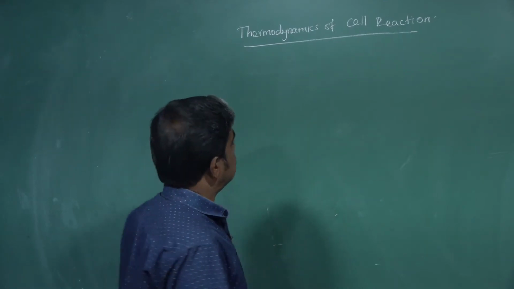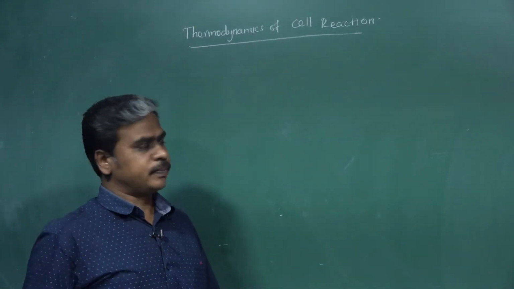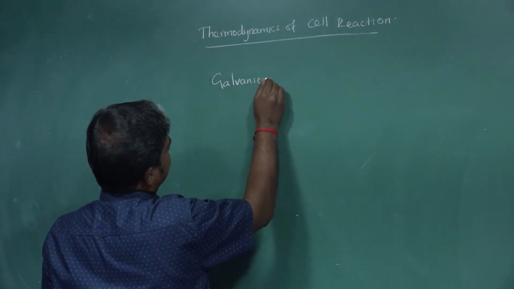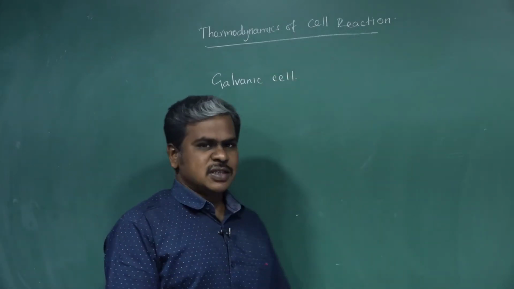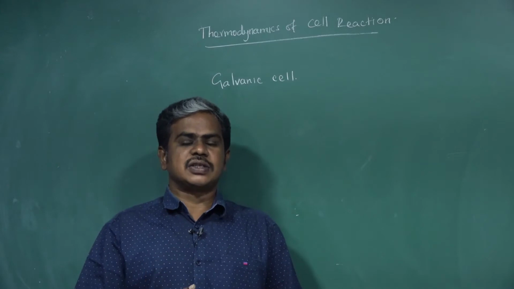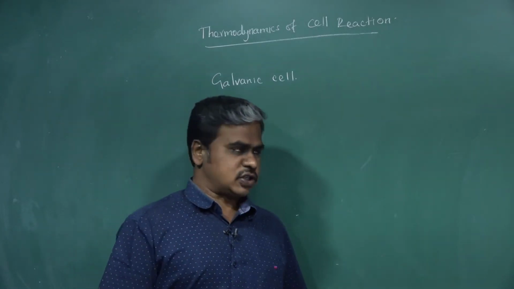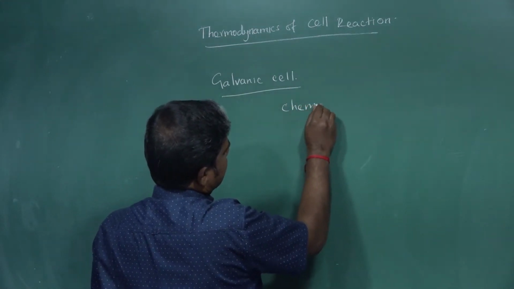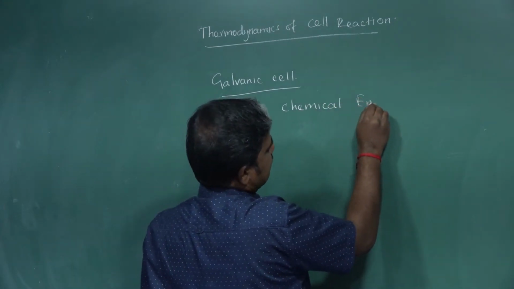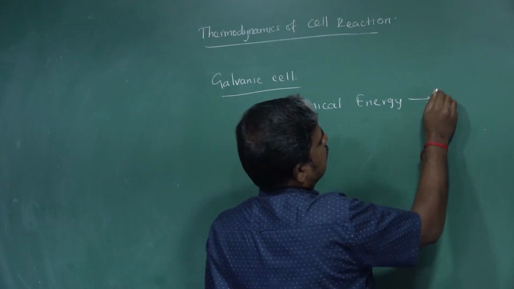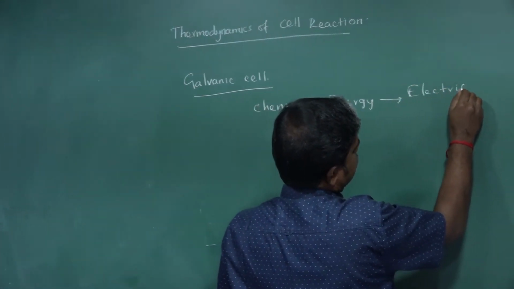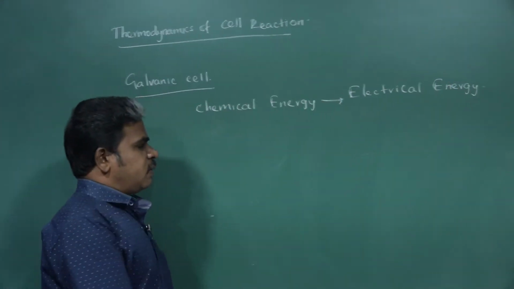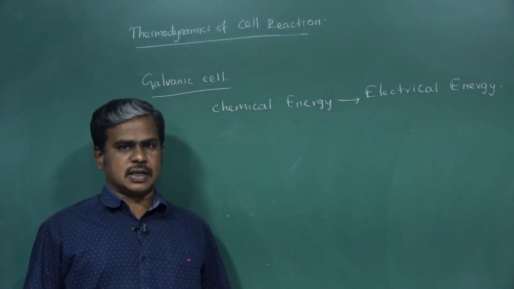Let us discuss thermodynamics of cell reaction. Now, we are taking a galvanic cell. In a galvanic cell, the energy conversion is that chemical energy is converted into electrical energy. And here we may produce the electrical energy in a galvanic cell.